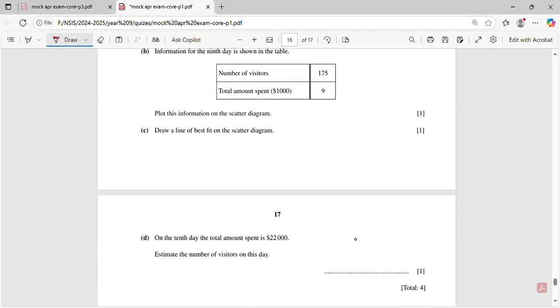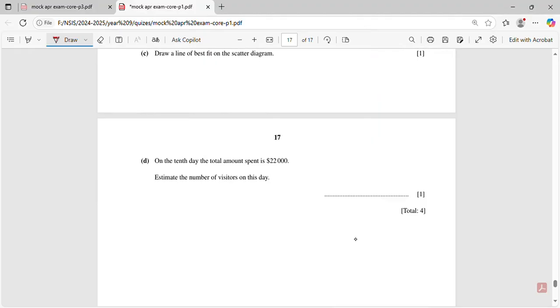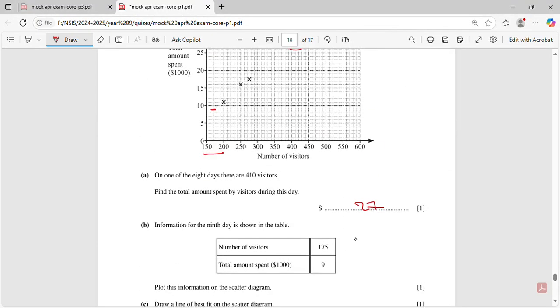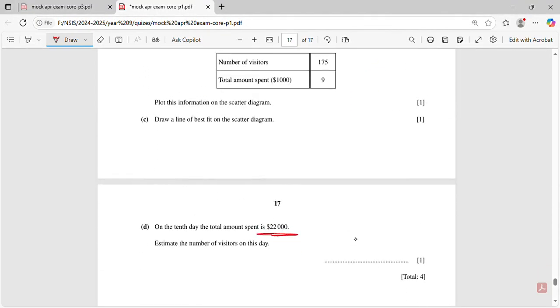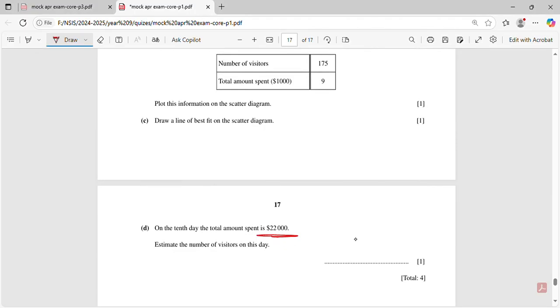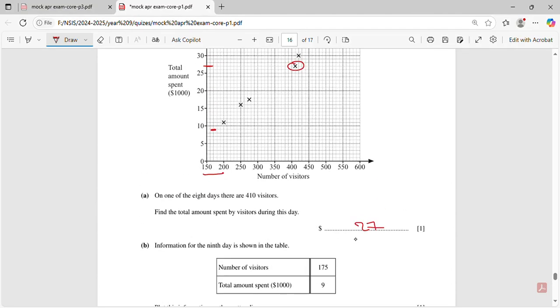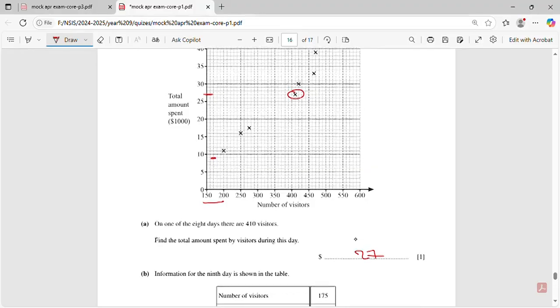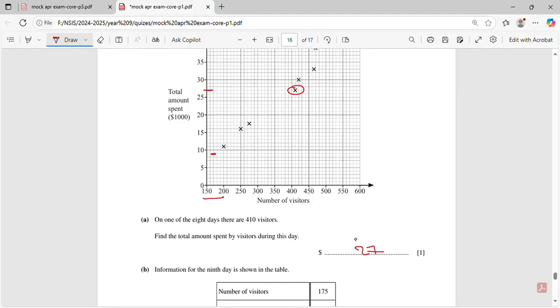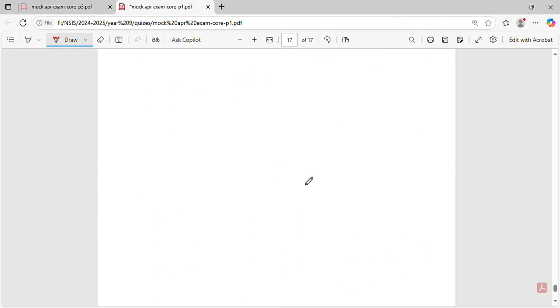Okay, and from the line of best fit, he said that on the 10th day the total amount spent is $22,000. Estimate the number of visitors. So in this condition, since he said $22,000, I will go from $22,000 here and across to the line. After, of course, I draw my line of best fit and go to find the opposite value for this number. So this is all for this exam paper 1.